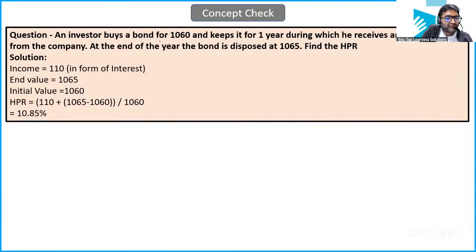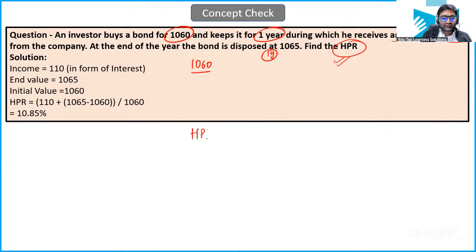So we have the answer. So what is given over here to calculate the holding period return? Here you have the investor buys a bond for 1060. This is the price at which the investor has bought the bond and keeps it for 1 year. For 1 year he is having it with him, during which he receives an interest of 110. Okay, 110 is the interest, the profit that he is getting.